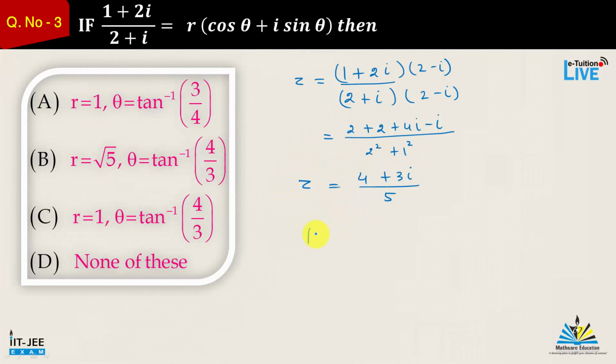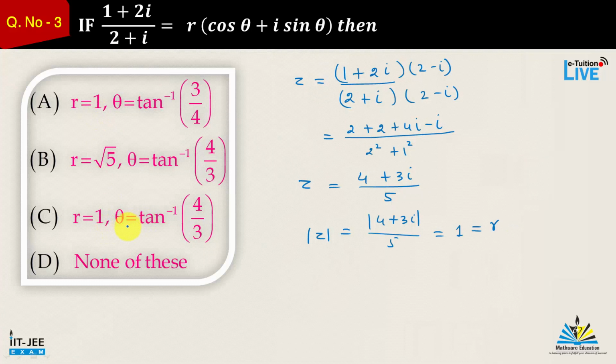Now if we talk about mod of z, that is mod of 4 plus 3 iota upon mod of 5, that is 5, and you will observe that that is 1, and this is also the r, as you can observe here. If this is z, then you will observe that this is r. So r is equal to 1. So you can observe here a and c are showing r as equal to 1.